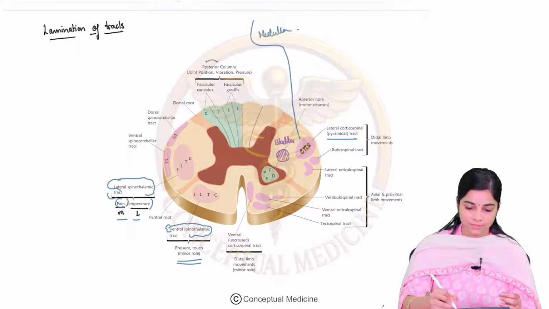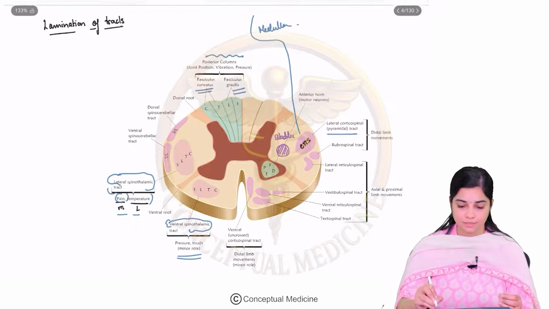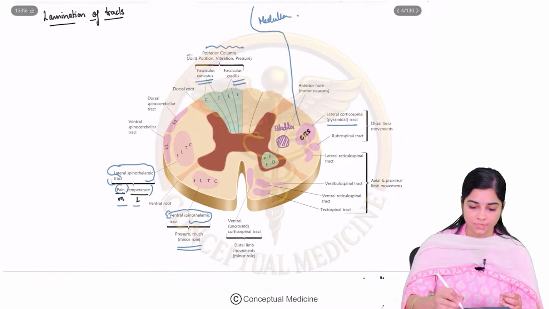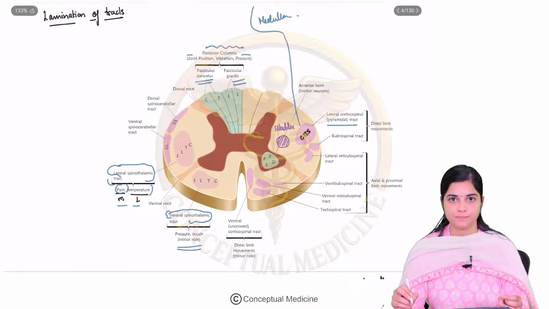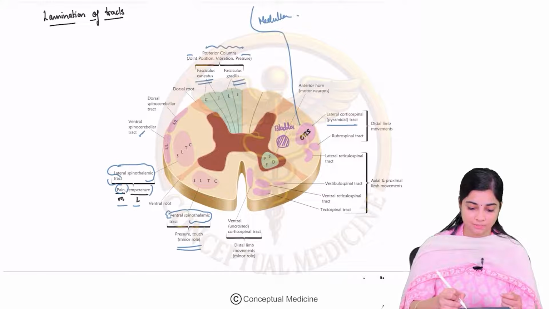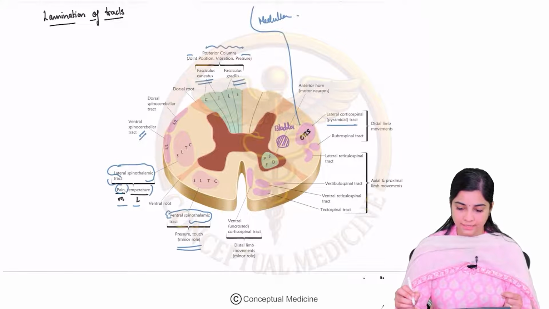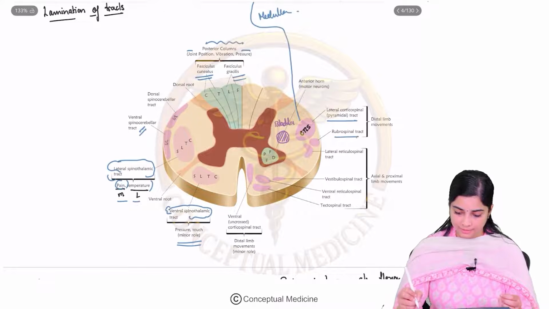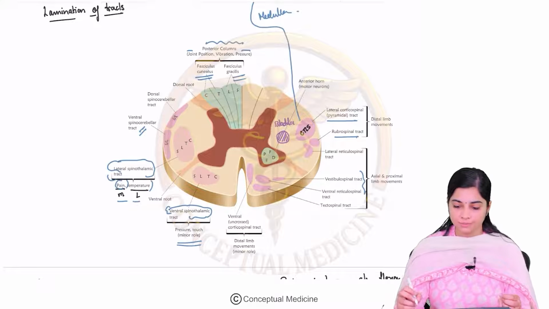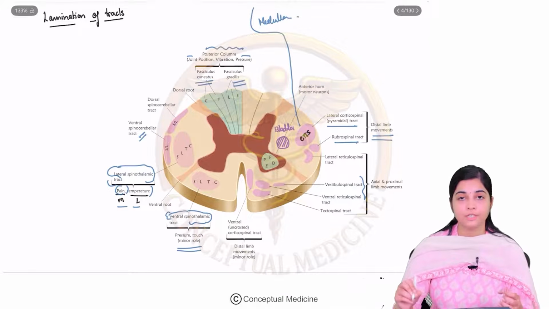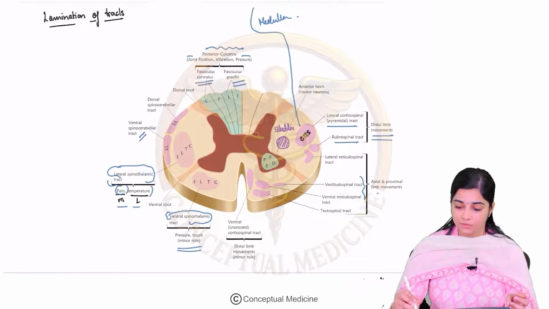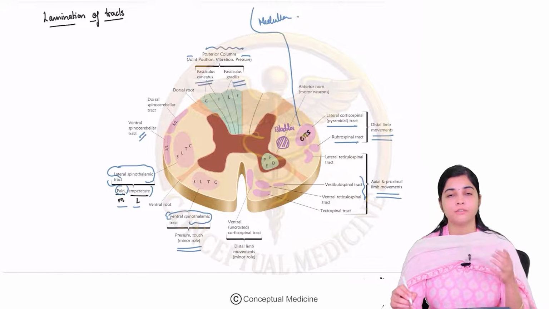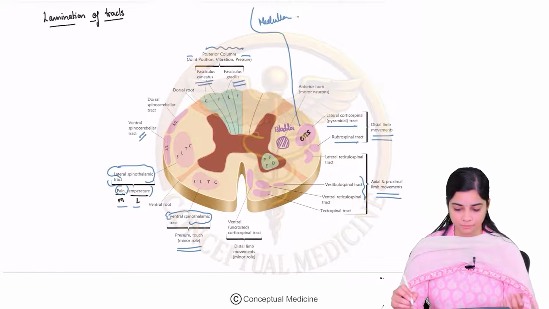Then we have the posterior column, which is your fasciculus cuneatus and fasciculus gracilis, which are involved in carrying your joint position and vibration sense. Apart from that, we have your spinocerebellar tracts, and we also have your rubrospinal and reticulospinal tracts. The rubrospinal tract is involved in coordination of distal limb movements. Reticulospinal tracts are involved in the coordination of axial and proximal limb movements.